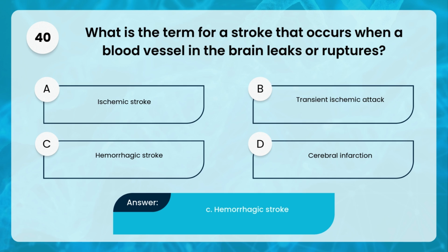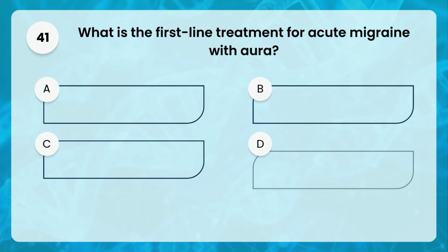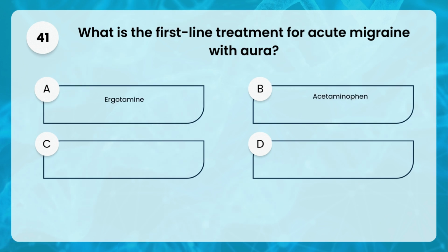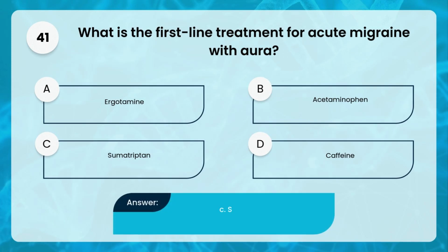Hemorrhagic stroke. Number 41. What is the first-line treatment for acute migraine with aura? A. Ergotamine. B. Acetaminophen. C. Sumatriptan. Or D. Caffeine. The answer is C.